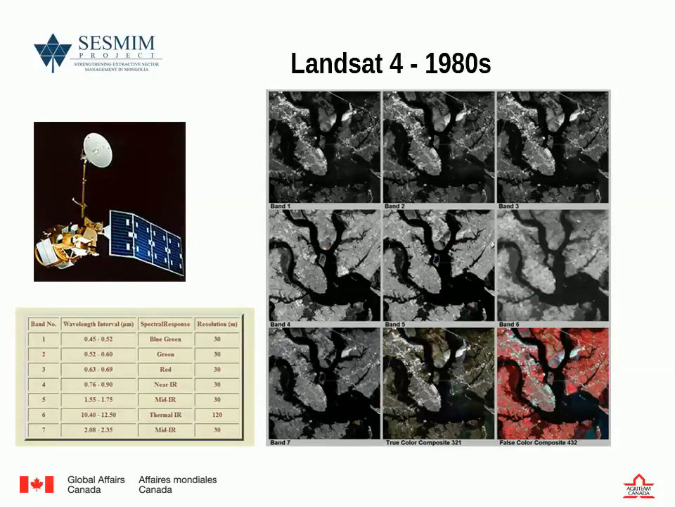So later on, Landsat 4 had many more bands, including false color and so on. It's hard to see, but you have some bands. You have the wavelength 0.45 to 0.52, blue-green.